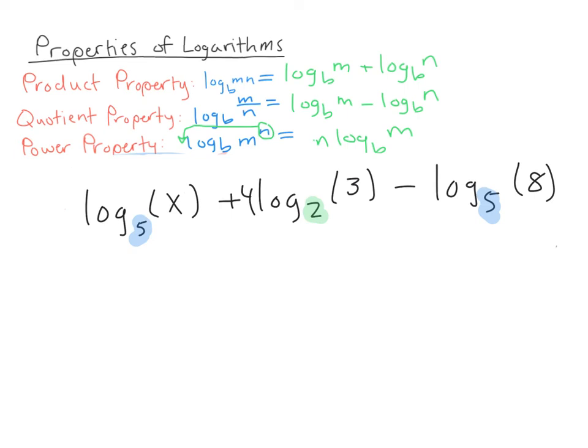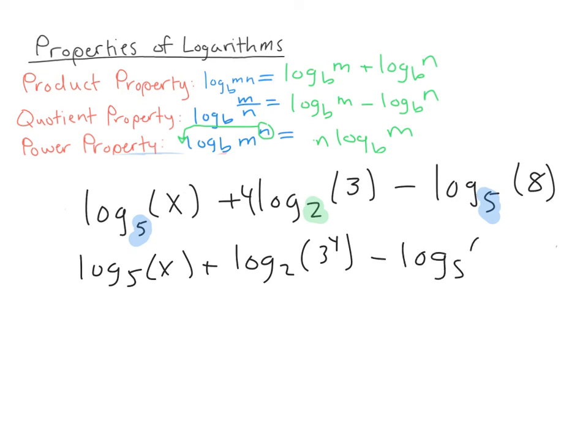So with this being said, okay, let's address the things that we see initially, like the 4 in front of the log base 2. We can bring that to the front, and so I have log base 5 of x plus log base 2 of 3 to the 4th power minus log base 5 of 8. Now, looking at the bases, we see that the two log base 5s can actually interact with each other. But the two log base 5s cannot interact with the log base 2. They're not the same log.